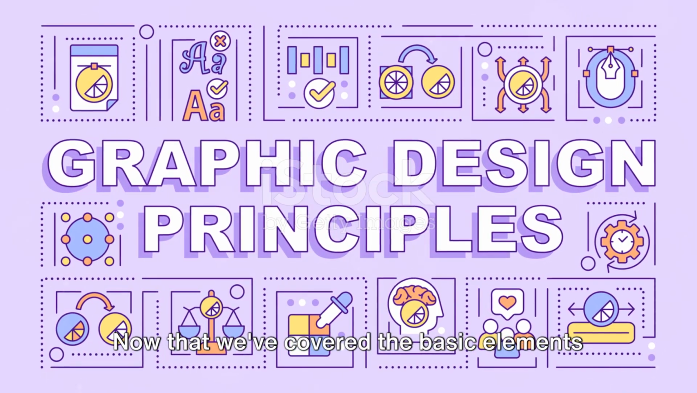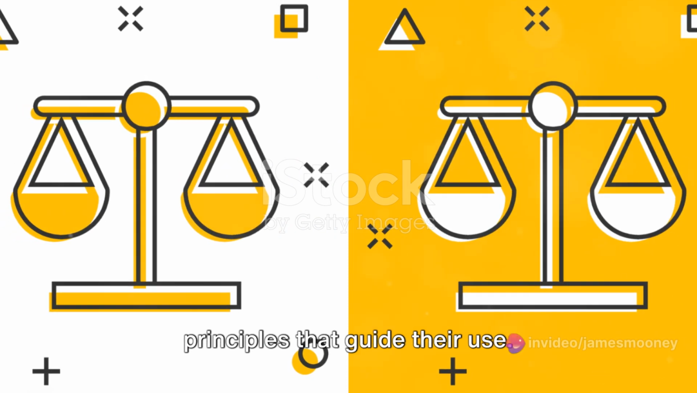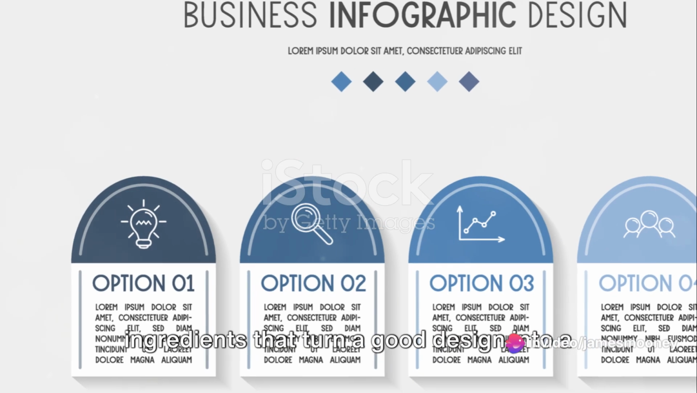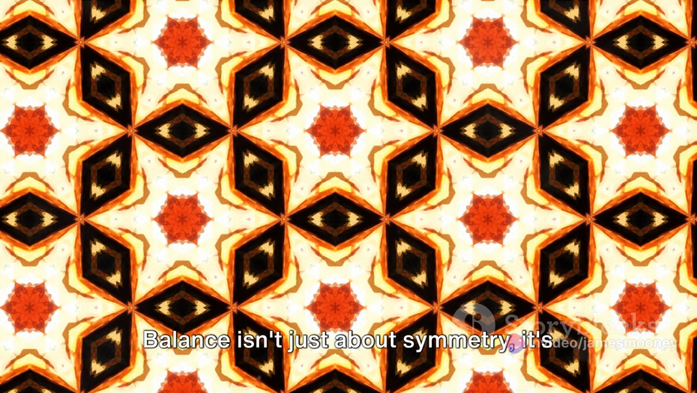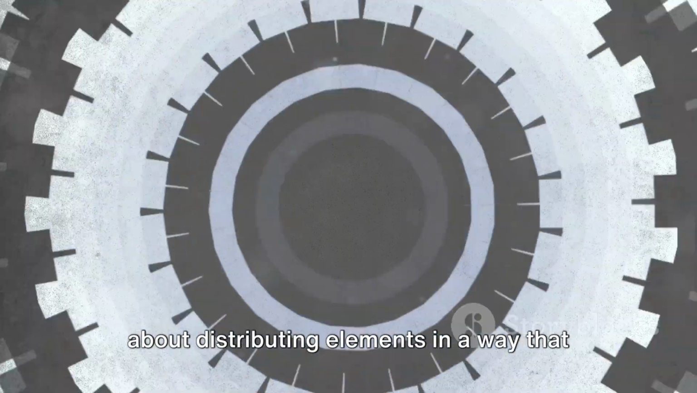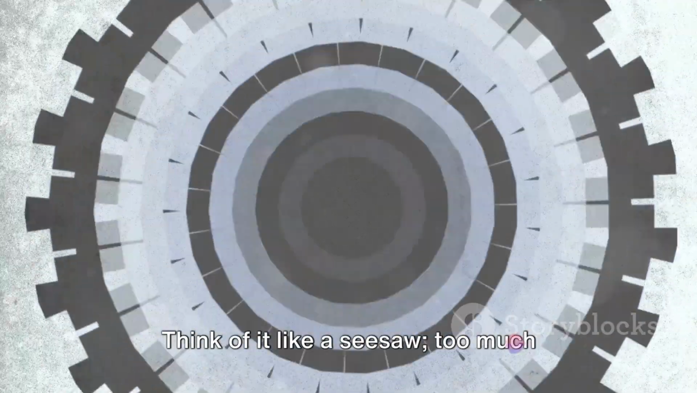Now that we've covered the basic elements of graphic design, let's delve into the principles that guide their use. These principles are the secret ingredients that turn a good design into a great one. First up is balance. Balance isn't just about symmetry, it's about distributing elements in a way that achieves a sense of visual equilibrium. Think of it like a seesaw.